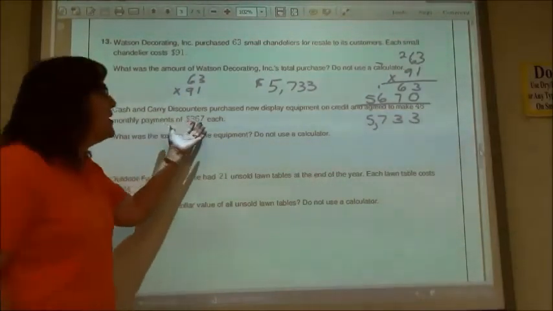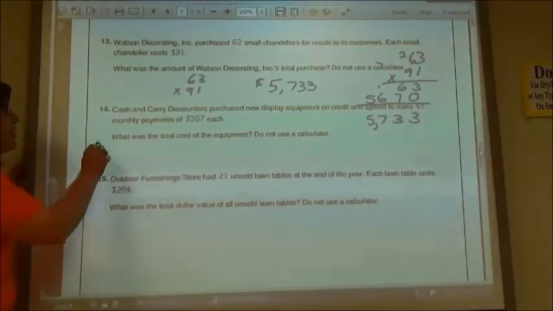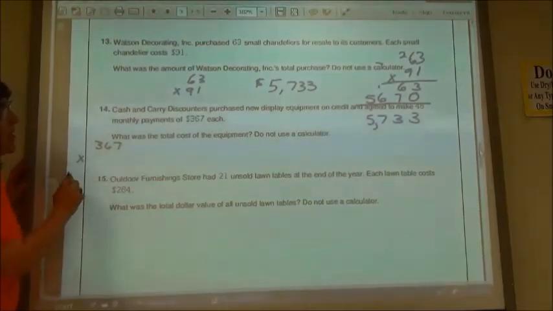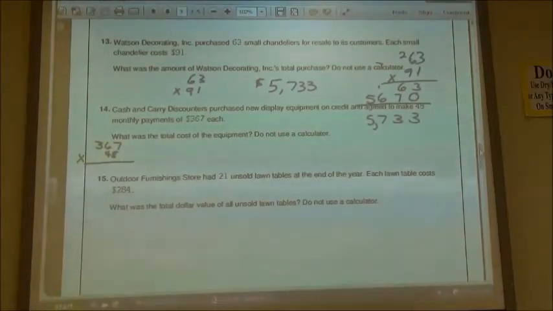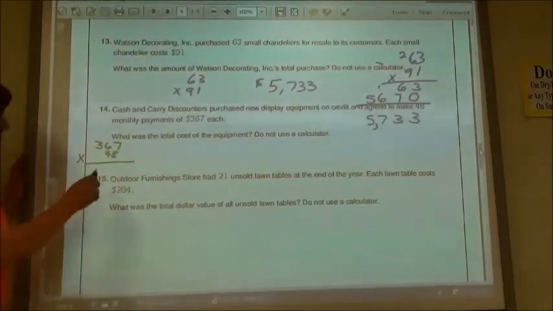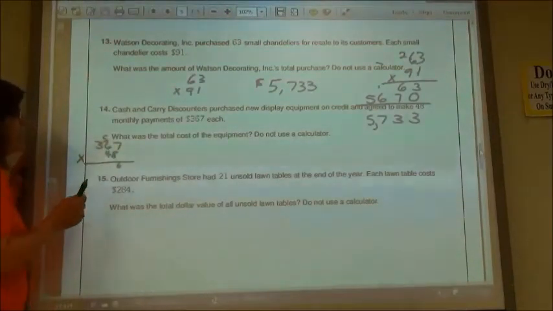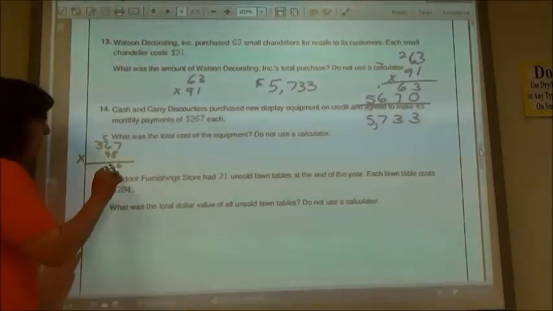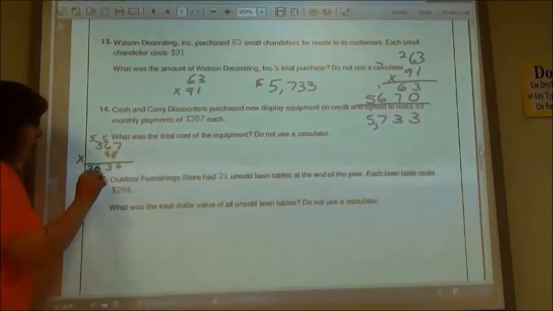Now usually if I have a 3-digit number and a 2-digit number, I put the one with more digits on top. So I would put the 367 on top and multiply it by the 48. Not that you have to, but it makes your work a little bit easier. So 8 times 7 is 56. Carry my 5. 6 times 8 is 48, plus my 5 would be 53. 8 times 3 is 24, plus 5 would be 29.